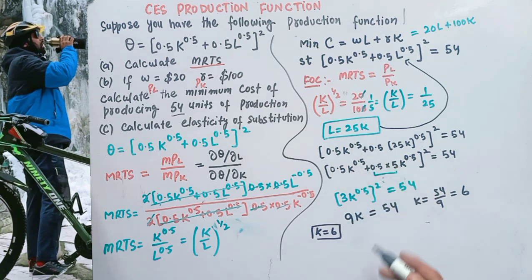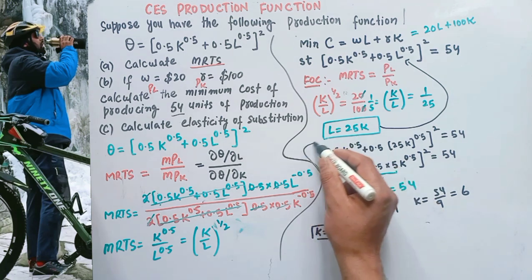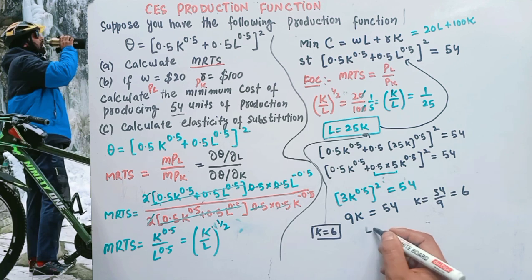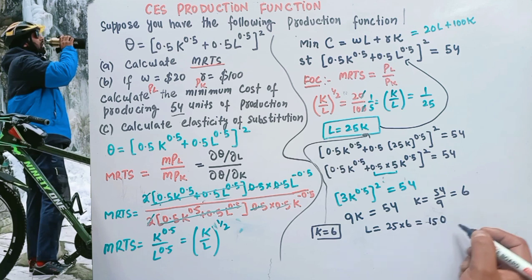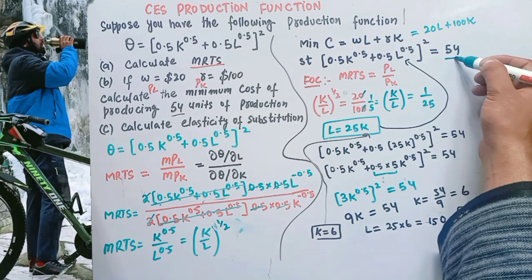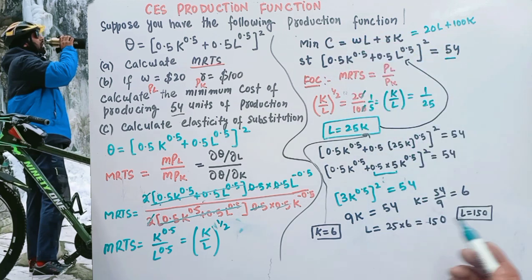To find the units of labor, simply plug K equal to 6 here. That means L will be equal to 25 times 6, which comes out to be 150. That means the units of labor will be equal to 150. Now for the minimum cost of producing 54 units, just plug the values of L and K into this cost function, which is our objective function.